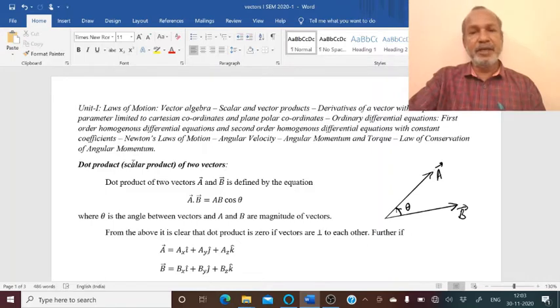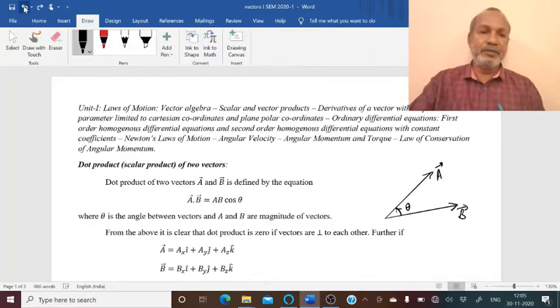And this topic, these vectors, will be most important in the study of mechanics because many physical quantities in mechanics are vectors. For example, velocity, acceleration, displacement, force. So many vectors are there. So we have to know how to manipulate the vectors. You will study this in allied mathematics course also. So what I am teaching here will be useful there also.